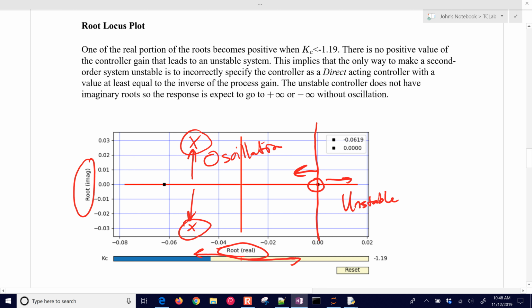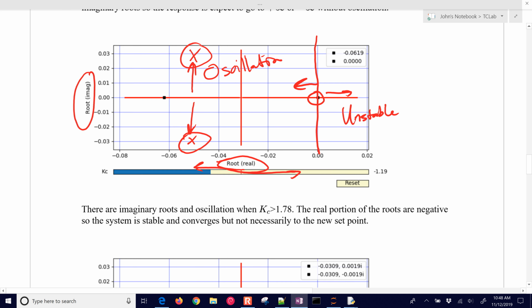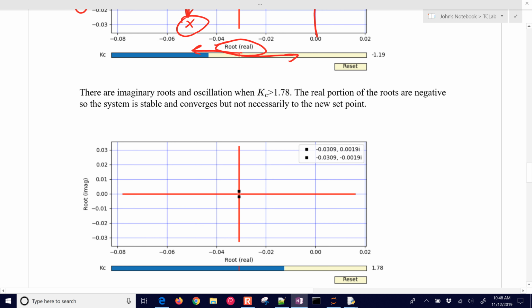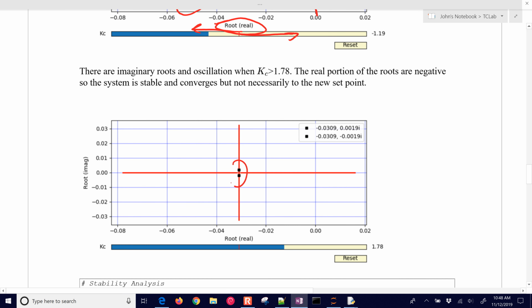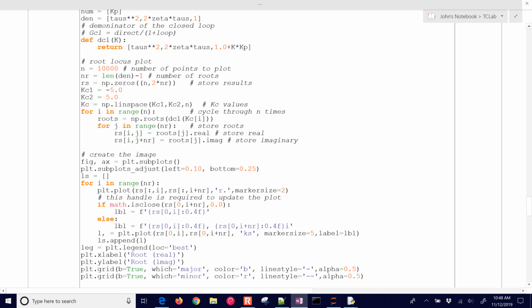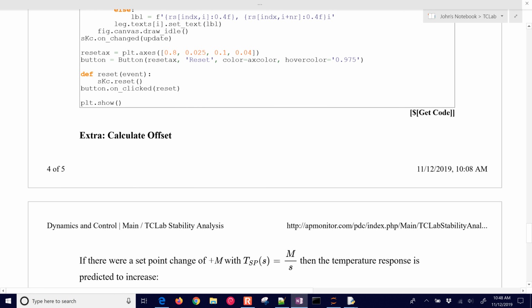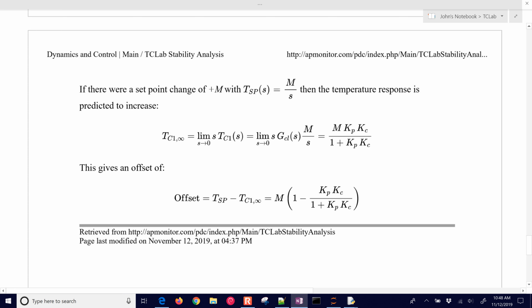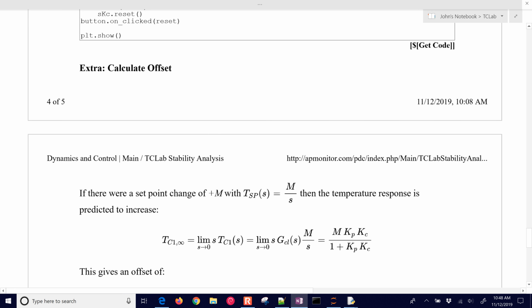Alright, this is our root locus plot, and there's some source code for that as well. And then we'll also calculate when these become imaginary. In this case it was Kc greater than 1.78, but we'll have different values once this finishes running and estimating the values. Okay, so here's some source code for the root locus plot. And then finally we'll get down to this last question. This is kind of extra.